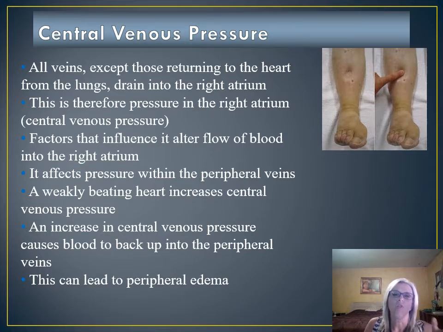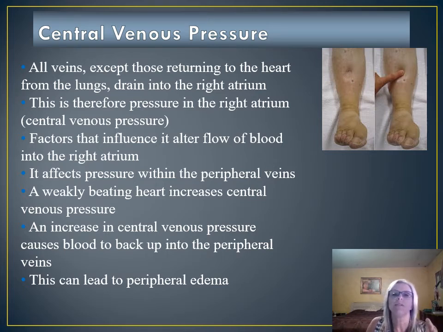All right, all veins, except for those that return to the heart from the lungs, drain into the right atrium. This is why pressure there is called the central venous pressure. This pressure affects the peripheral veins. If a heartbeat is weak, the central venous pressure and venous network pressure increase. If the heartbeat is forceful, the central venous pressure and network pressure will decrease.